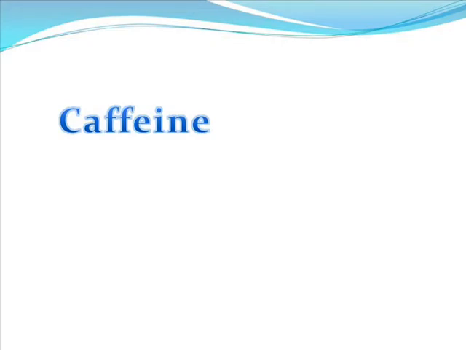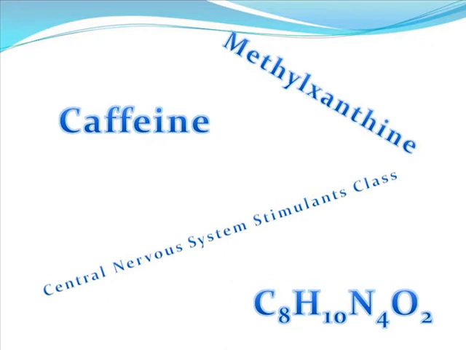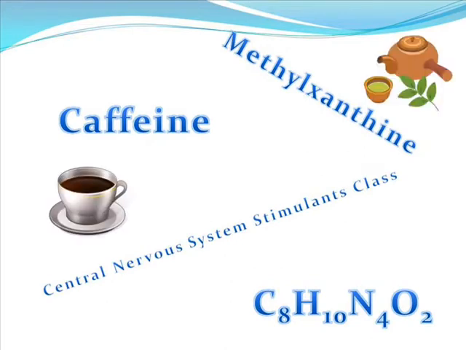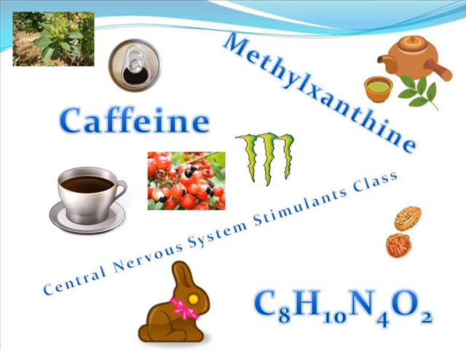To start off, caffeine is a methylxanthine with the chemical formula C8H10N4O2. It falls under the central nervous system stimulants class. Caffeine is most commonly found in coffee, tea, chocolate, energy drinks, and soft drinks. In nature, it is found in cola nuts, guarana, and yerba mate. It can also be used in prescription or over-the-counter medicines.